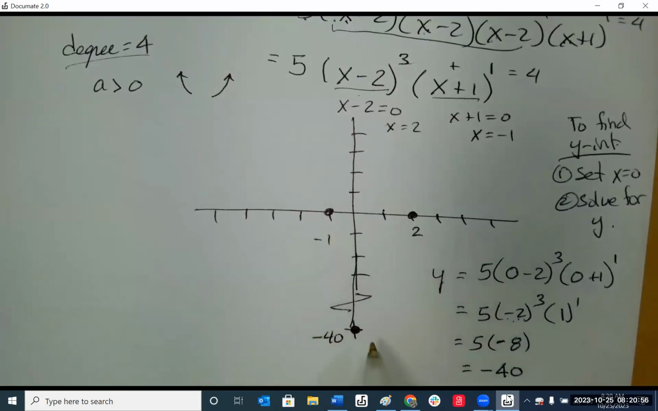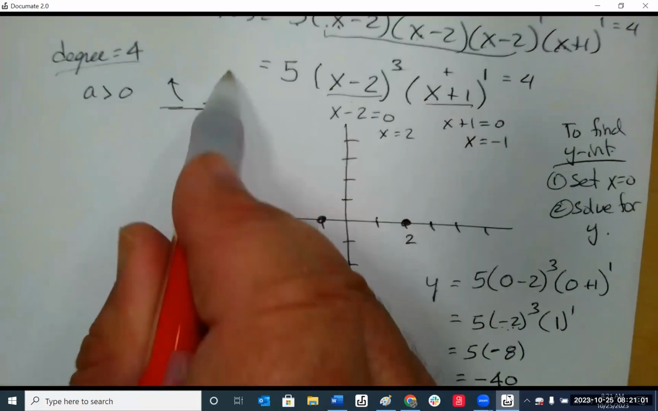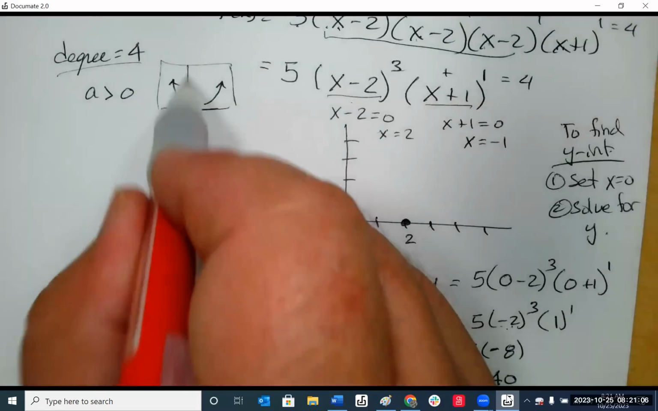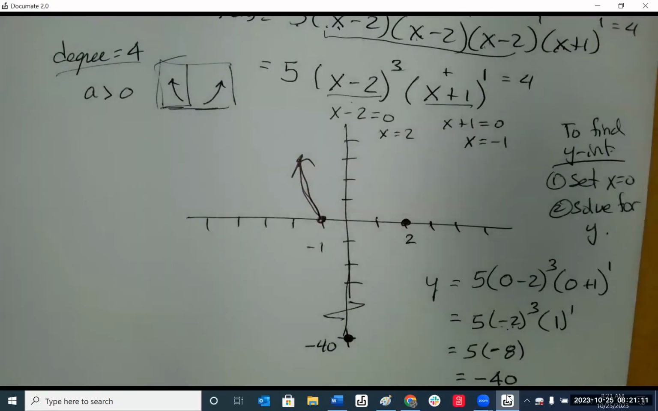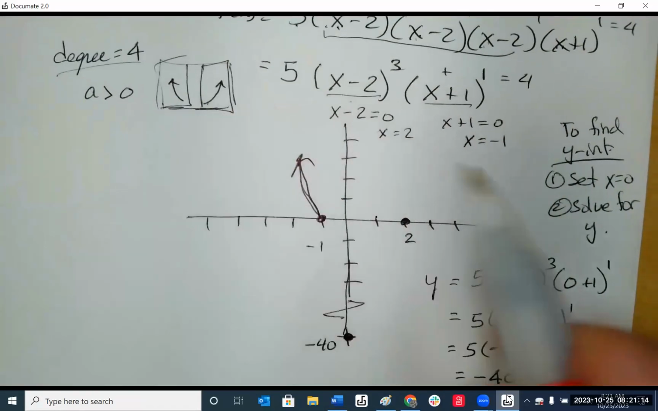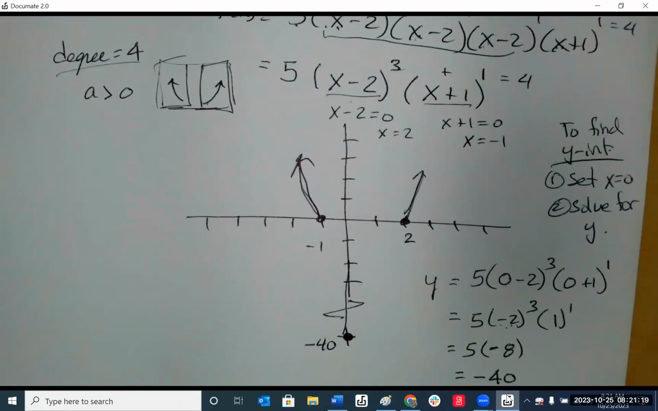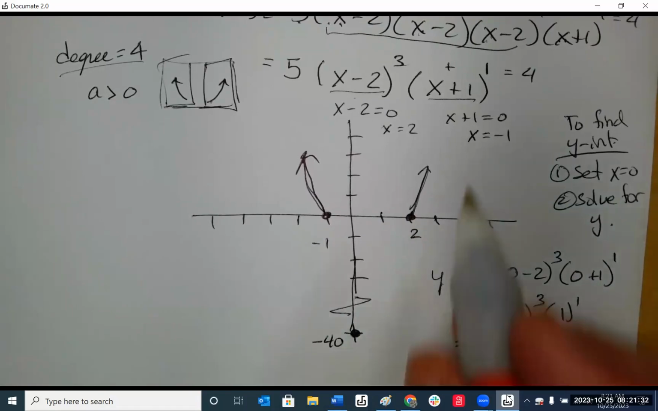So we know the x-intercepts, we know the y-intercept, we know the shape of the curve. We know that at the end behavior of the graph, on the farthest left point, the graph will go up. The farthest right point, the graph will go up. And we know it has to cross this point here, so the graph is going to be down below the x-axis.